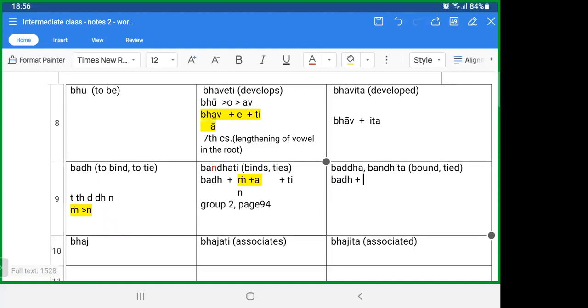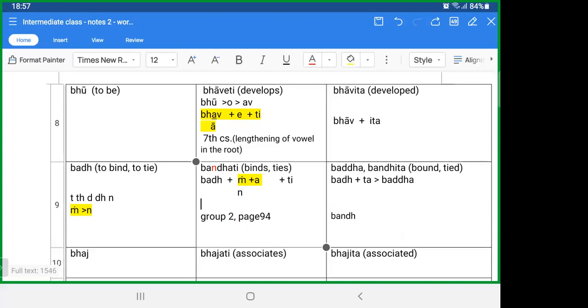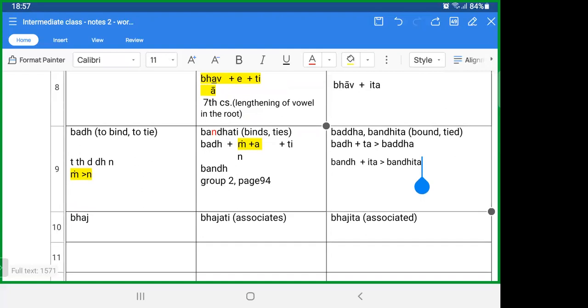And how do you get it? When you put the ta, you get the BHA, the DHA. That's all. But BHANDH with this one, right? So you get BHA and then NDH, it becomes like this. And then if you put the ita, you get the BHANDHITA. So with the N here, bandhita. So two are the reason. So next one, the root to associate.